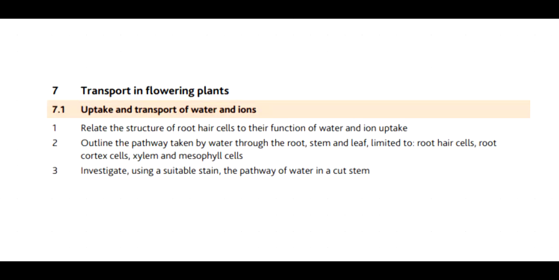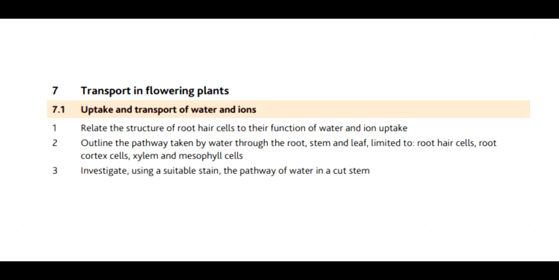In learning outcomes, as you see here, we first need to discuss the structure of root hair cells and their function in water and ion uptake, and how it takes place. We will also outline the pathway taken by water through the root, stem and leaves. At the end of this lesson, we will finish with the investigation, which explains how water is conducted from roots to the aerial parts of the plant.